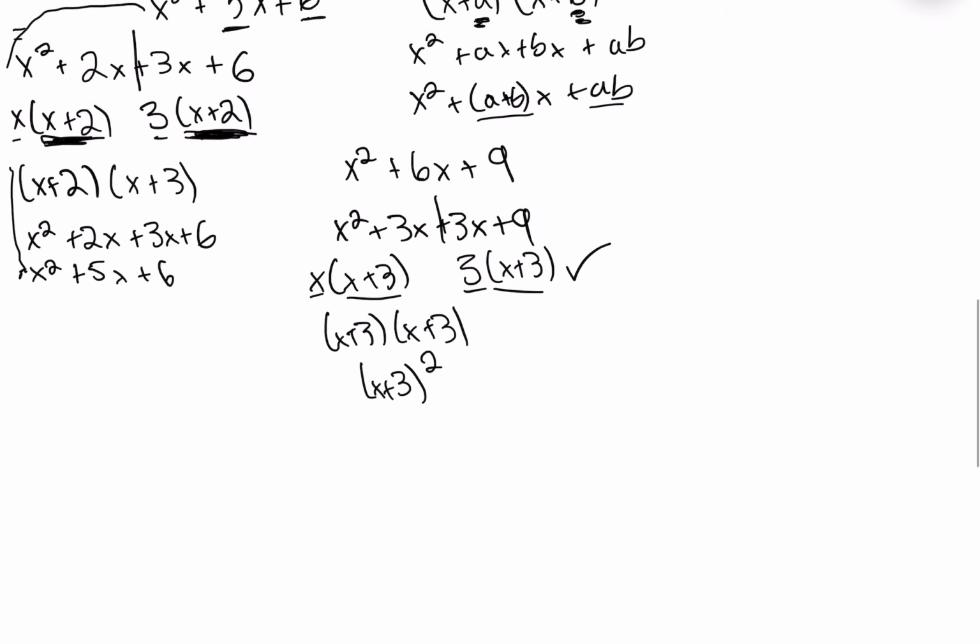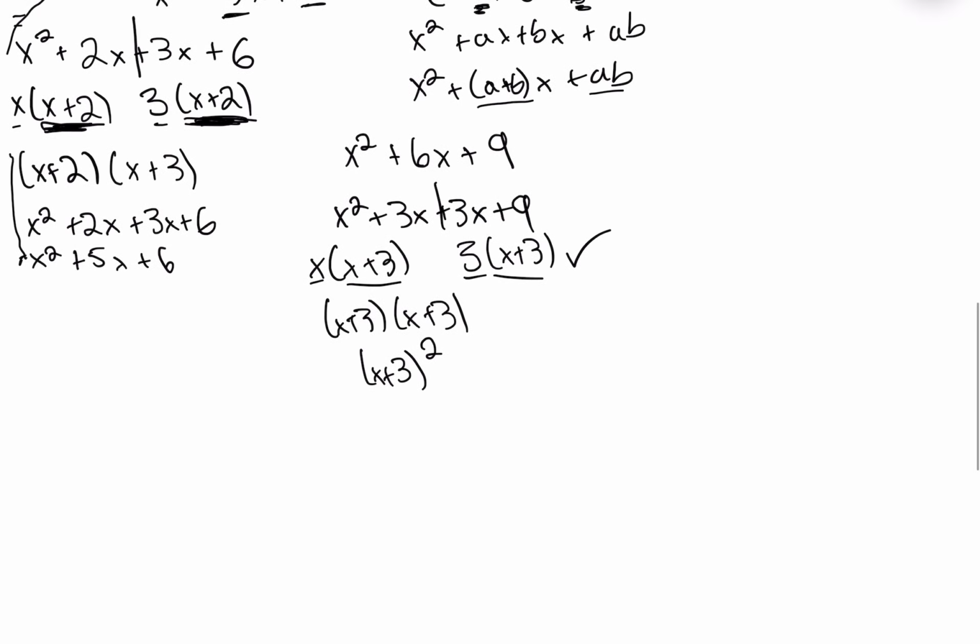This actually brings me to another rule, which is whenever you have a factored form and it's squared, so we have (x plus 3) squared, the answer will be the first variable squared, so x squared, plus the 3 times the x times 2, so 6x, plus the ending number squared, so 9.